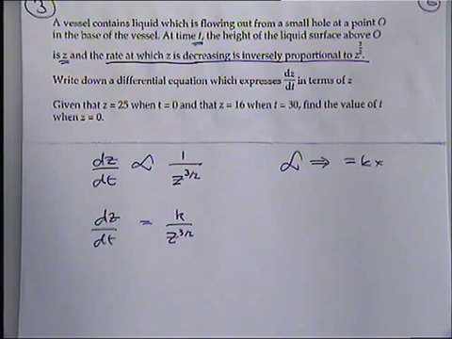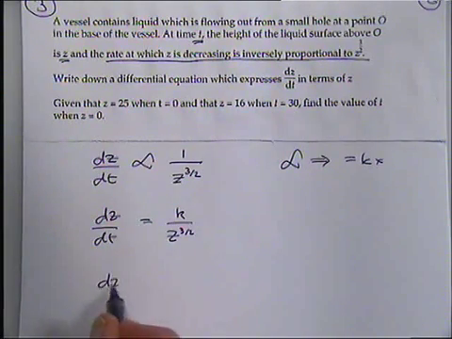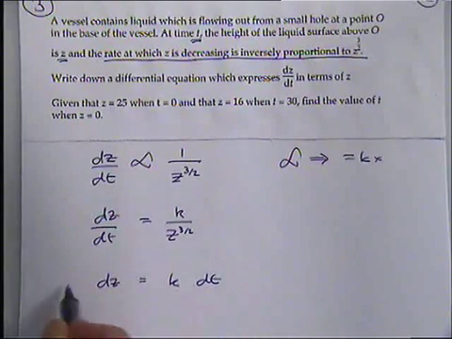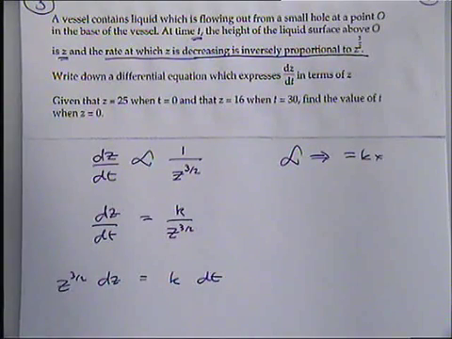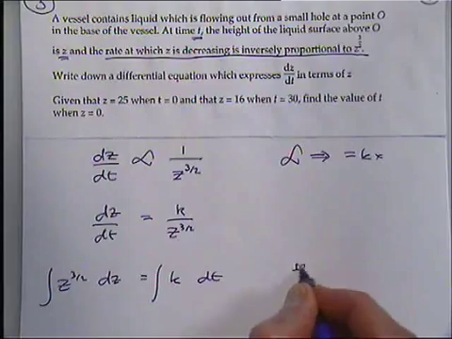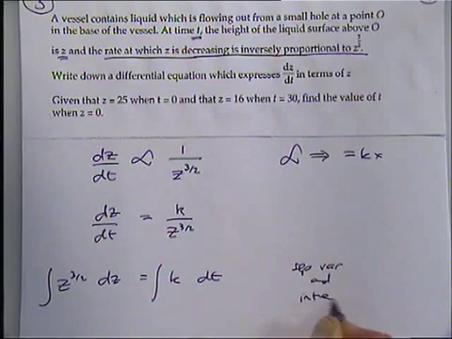Ollie, what's my next step? Separate variables. Absolutely, yep, separate the variables. Keep the dz where it is, that's on the top. Move the dt, move other things around. And immediately after I separated the variables, Ollie? Integrate. Yeah, okay. So that line is for separating the variables and integrate.